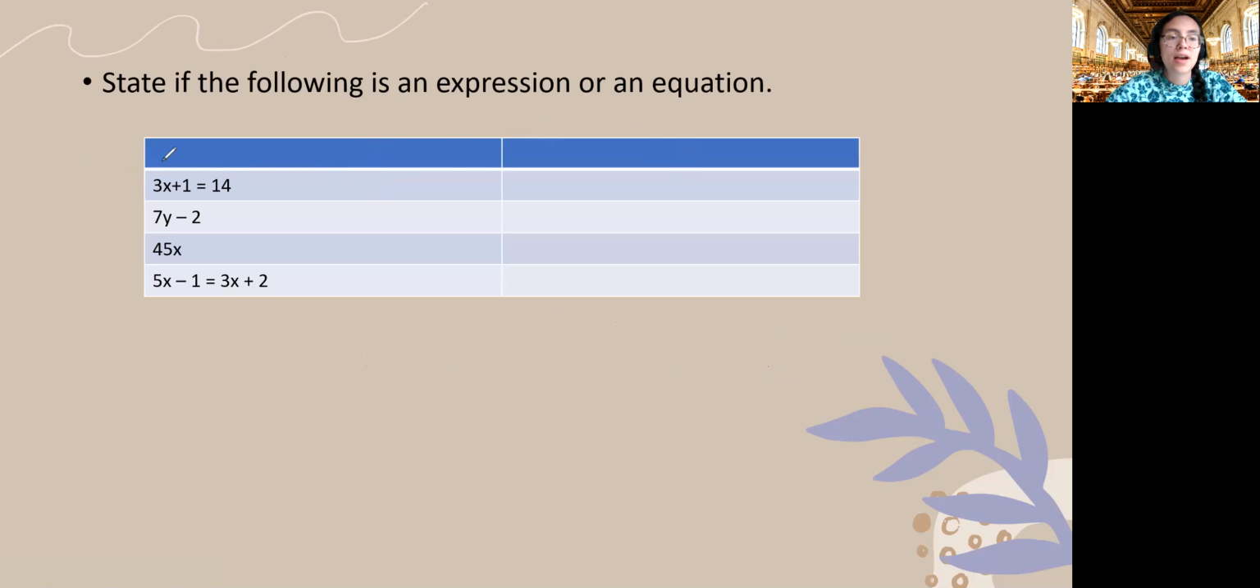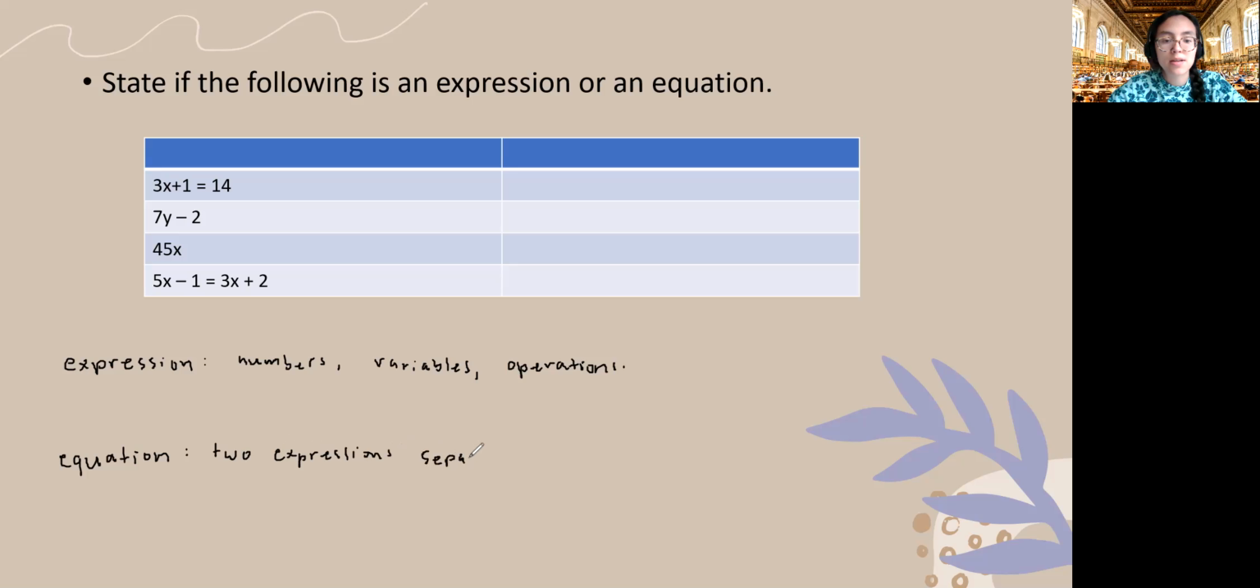Okay, so we have our expressions or equations potentially on the left-hand side of this table, and on the right-hand side, we're going to use our knowledge of our vocabulary. So a good place to start would be for you to write down the definitions of this. So what does an expression have? An expression has numbers, it has variables, and it has operations.